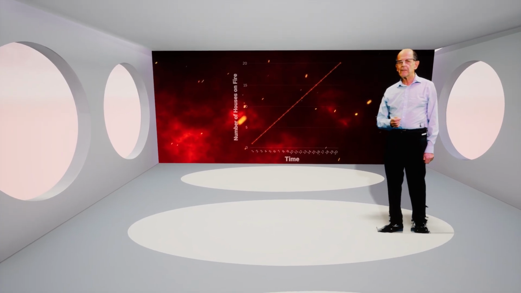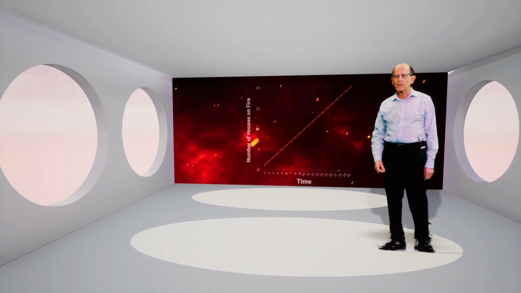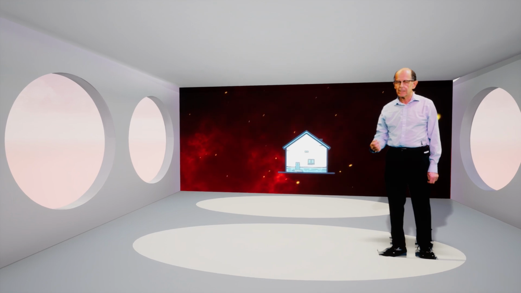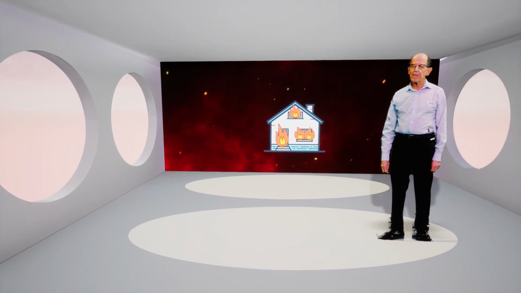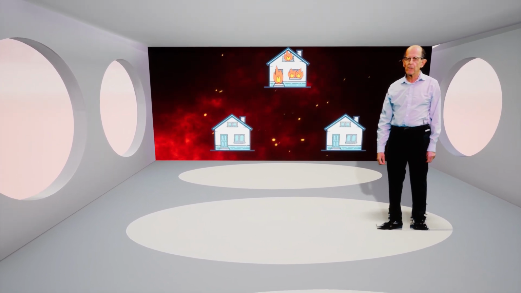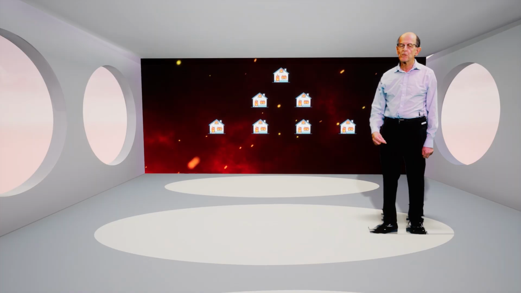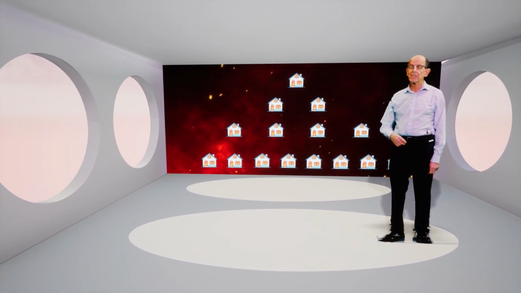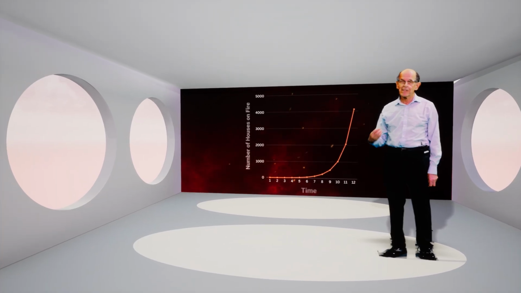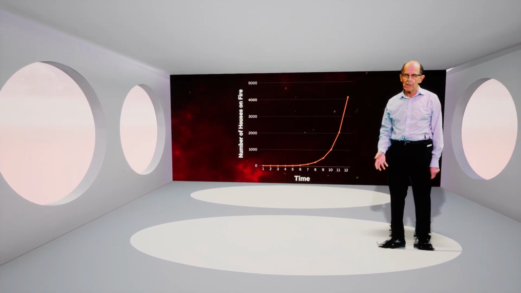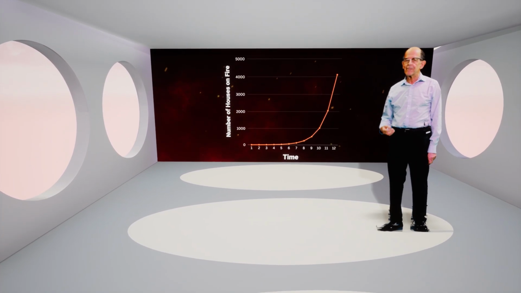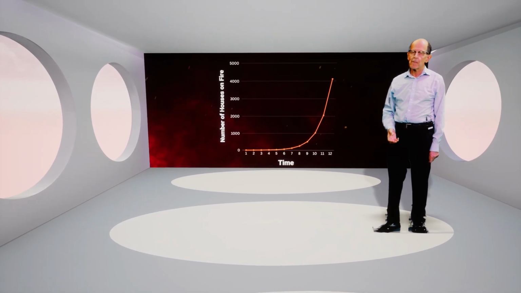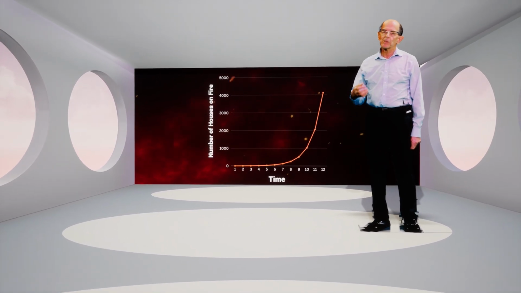To do that, we have to look at the exponential version, which is 1 to many. And in this case, our many is 2 houses. So each house will launch 2 embers. And you can see from the video that the first house will launch 2 embers to 2 houses. Each of those houses will launch 2 embers, and then we'll have 4 on fire, and then 8, and then 16, and so on.